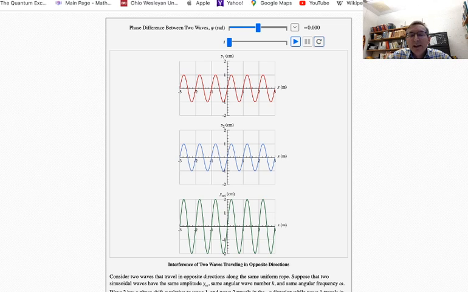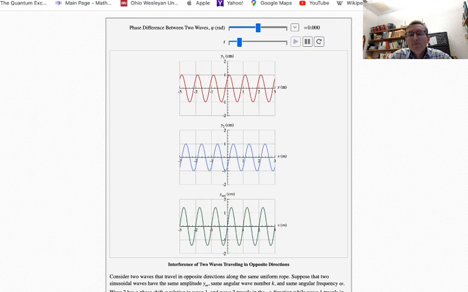Watch that net wave again. It's not traveling to the left or the right. It's called a standing wave.